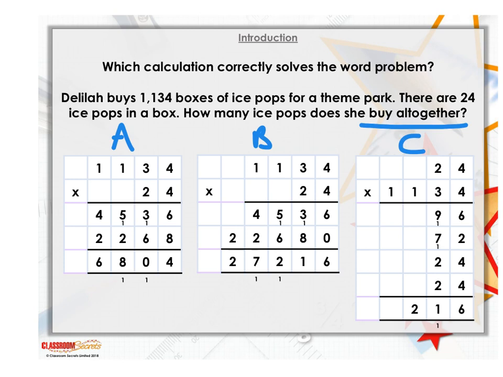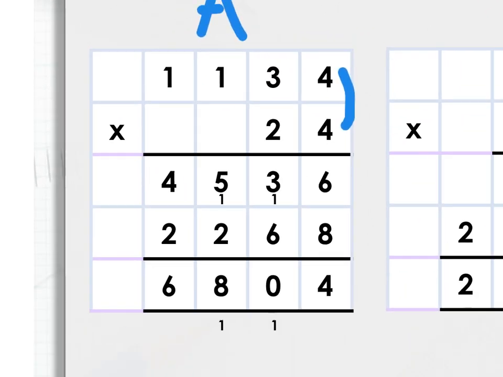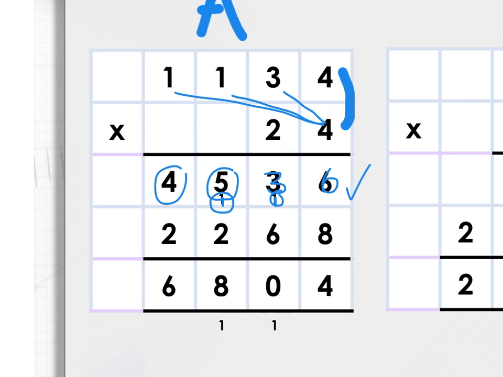What have they done? So they've done 4 times 4, which is 16. So they've put their 6 there and their 1 down here. That's correct. They've then done 4 times 3, which is 12, and they've added the extra one here, so that's 13, and they've put the extra one over here. You've then done 100 times 4, which is 400. Add this extra 100 down here, that's 500. They've then done 4 times 1,000, so they've then got 4,000. So they've done that bit correctly there. Well done, person A. Let's look at the next bit.